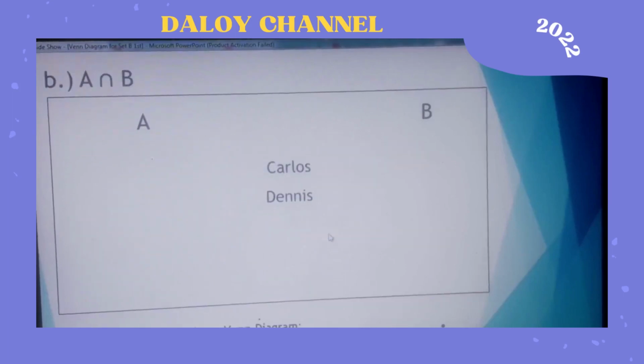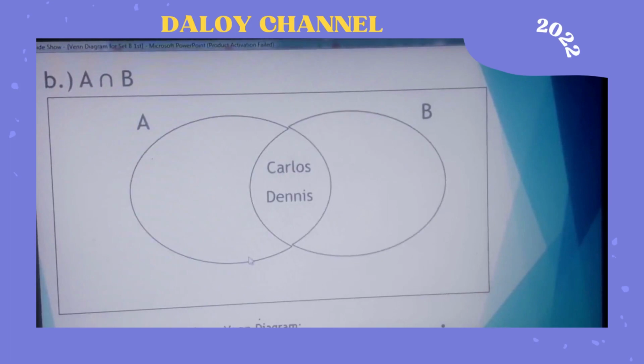So how are we going to put this into a Venn diagram? We are only shading the intersecting area between the two circles. And that means the intersection and the included names are Carlos and Dennis only.